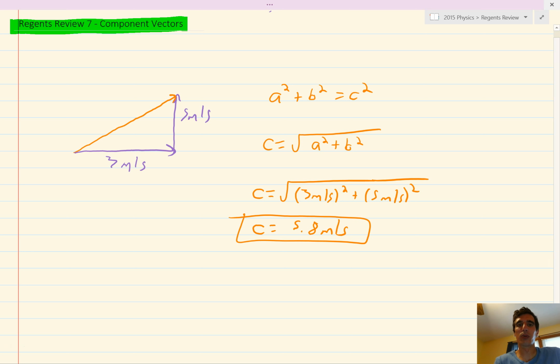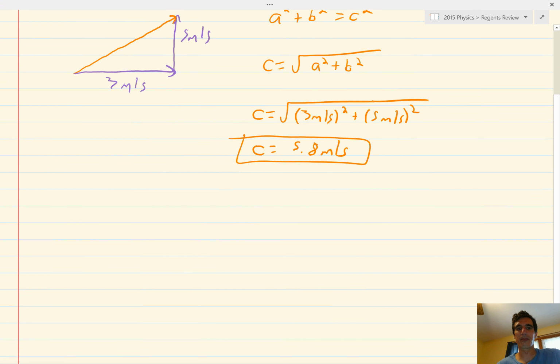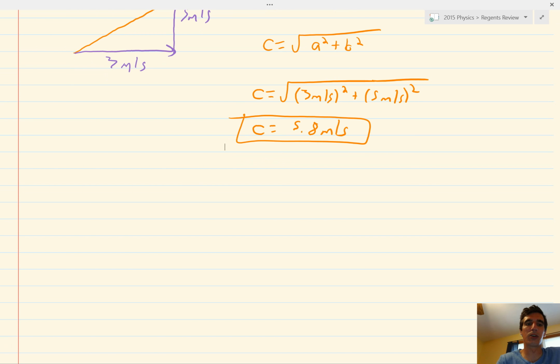Now, the other important thing when doing component vectors is knowing how to draw them. So let's say you were first told that the water was going 5 meters per second north, and then you were going 3 meters per second east. Notice right here we have the tail and the tail of the arrows touching each other, and we don't want that. So what we could do is we could take one and just slide it over.